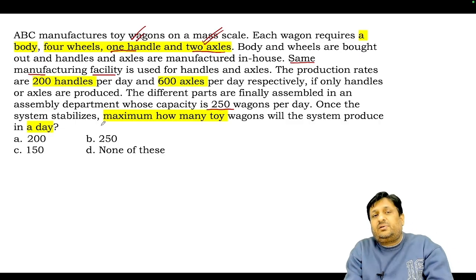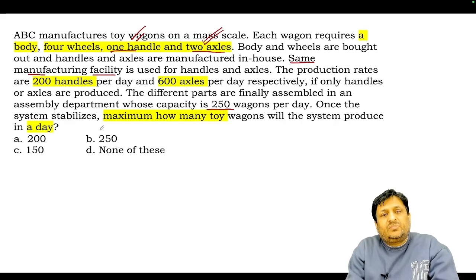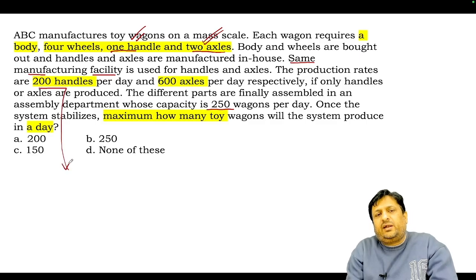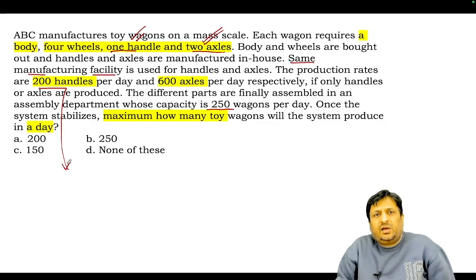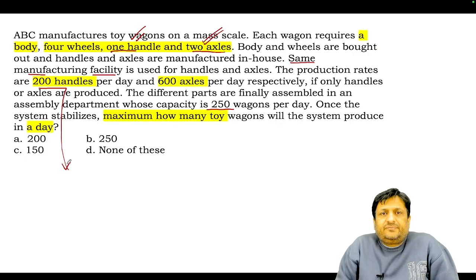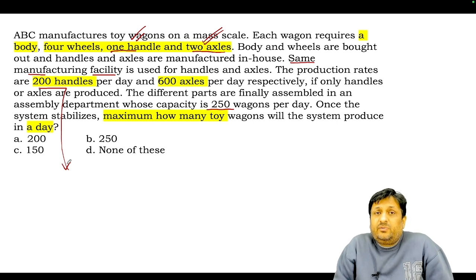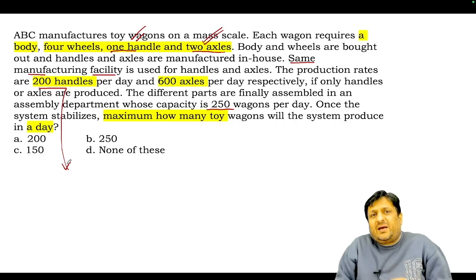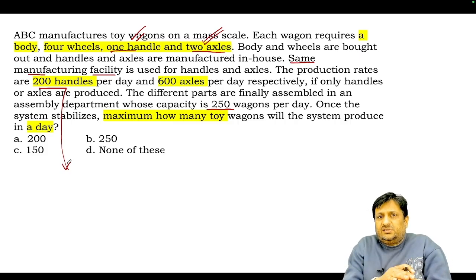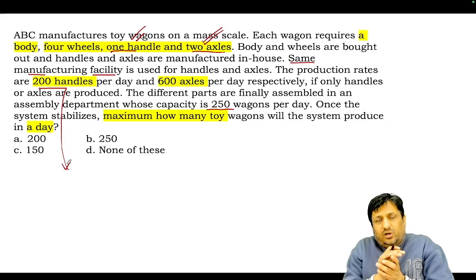Now, how many maximum wagons can I make? If I produce only handles, there will be no axles, so I cannot make even a single toy wagon. If I produce only axles, there will be no handles. Again, I will not be able to produce any toy wagon. What will I have to do? I have to balance it such that for each handle there are 2 axles. Then only I can make a toy wagon, and I have to maximize the number of toy wagons.